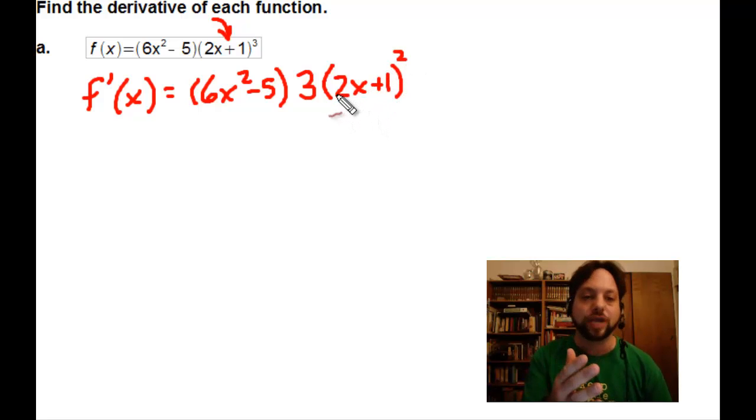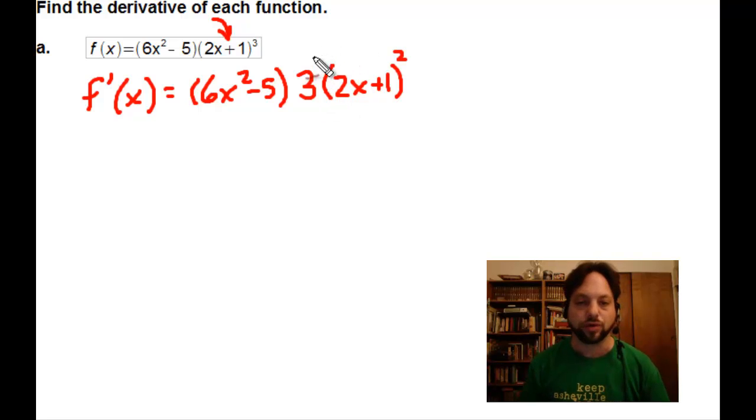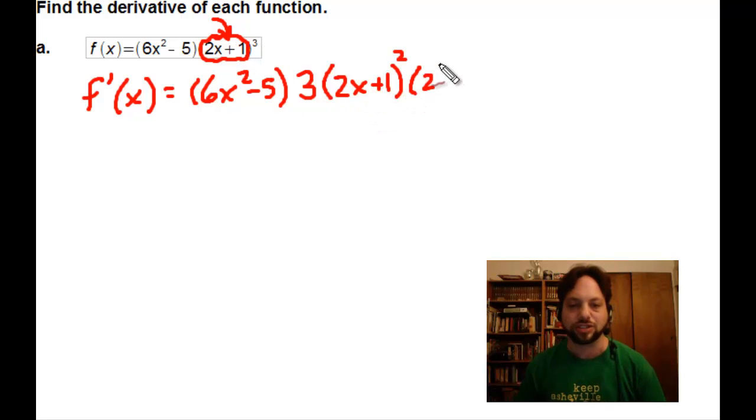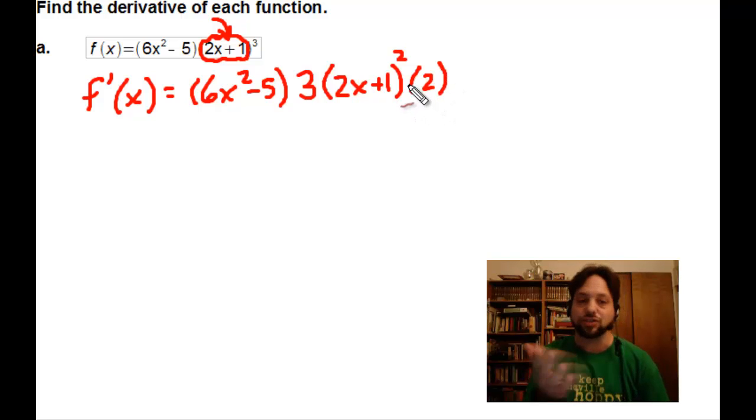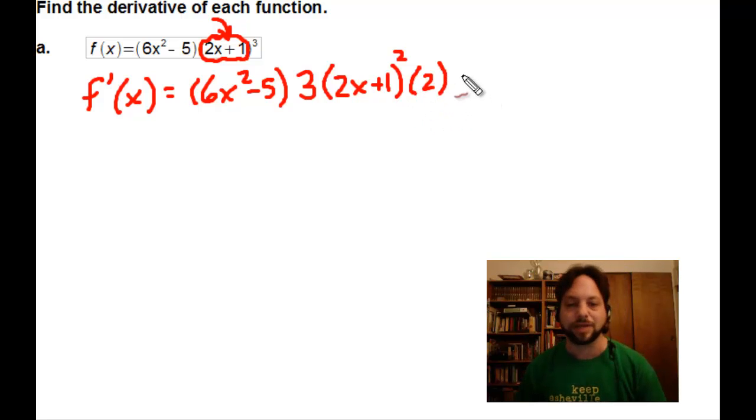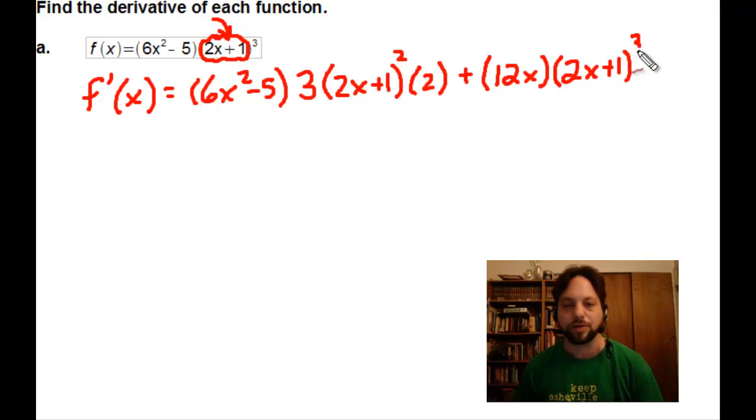But then remember the chain rule. This right here was actually a blob to the third power. And what's the derivative of this blob? Well, that's just a 2. Doesn't seem like that big of a deal, just a 2, but it will make a big difference later on. So there's the first part of our product rule. The second part of our product rule will differentiate the first part, and we'll leave the second part intact. That's the blob to the third power.